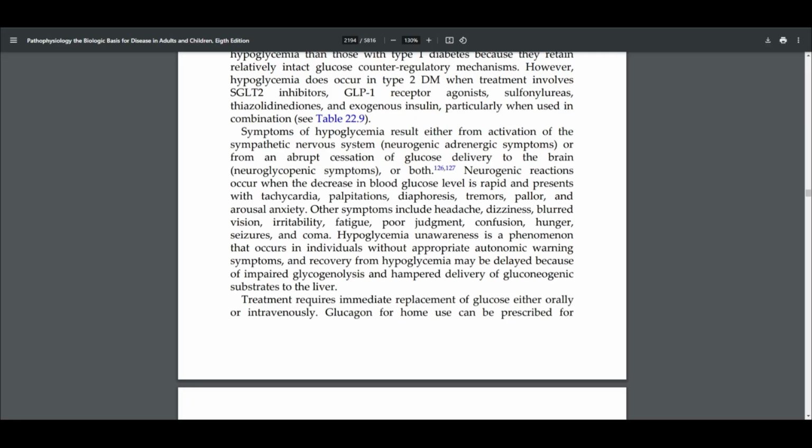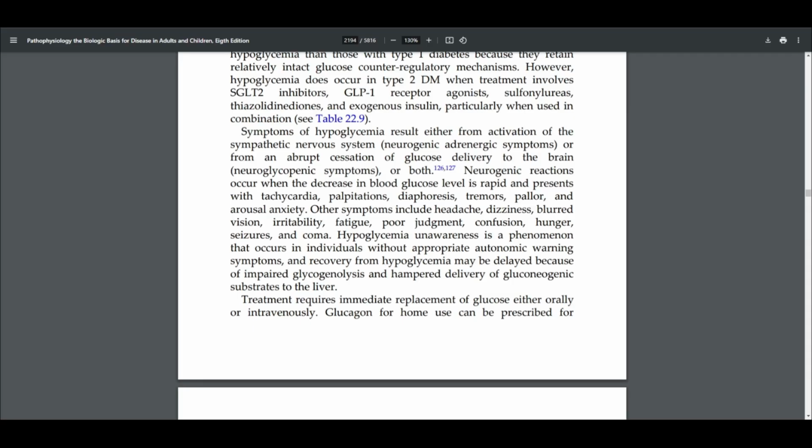Symptoms of hypoglycemia result either from activation of the sympathetic nervous system or from the abrupt cessation of glucose delivery to the brain, or both. Neurogenic reactions occur when the decrease in blood glucose levels is rapid and present with tachycardia, palpitations, diaphoresis, tremors, pallor, and arousal anxiety. Other symptoms include headache, dizziness, blurred vision, irritability, fatigue, poor judgment, confusion, hunger, seizure, and coma.